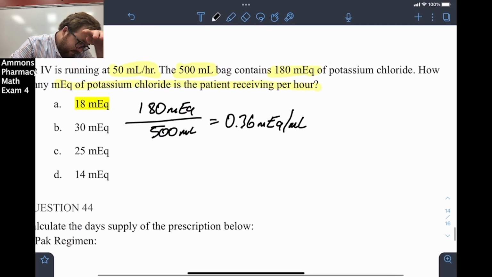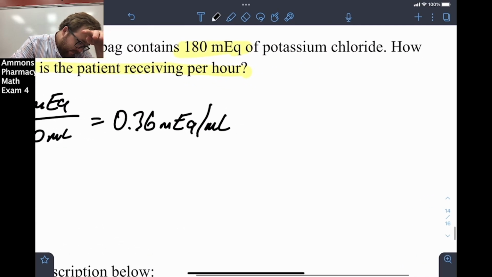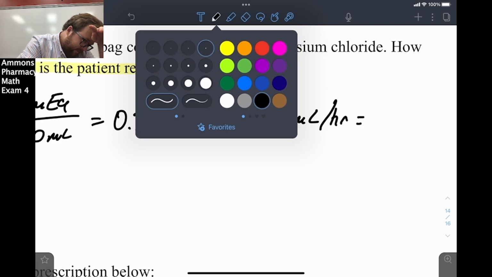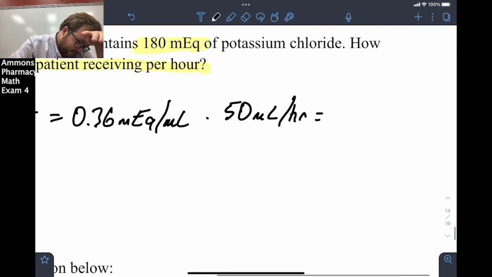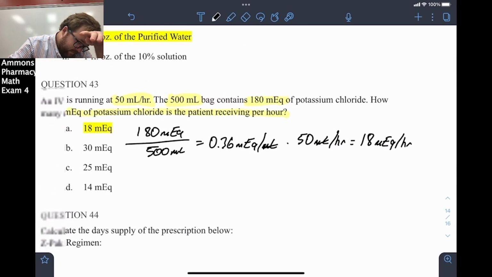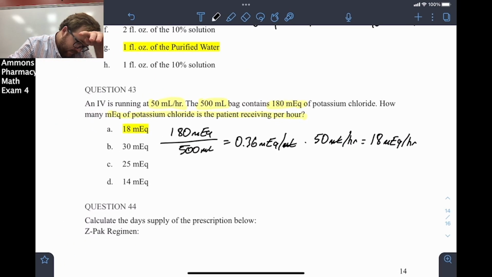It's going 50 mils per hour. So times 50, that is going to be 18 MEQs per hour. And that's the answer.